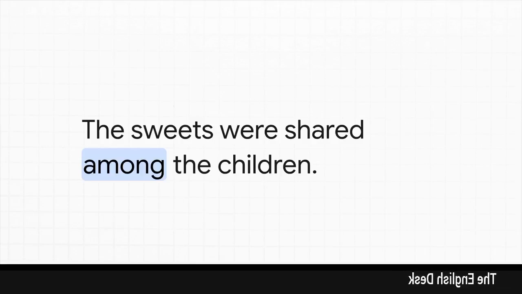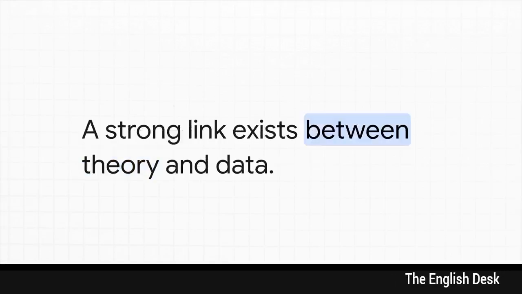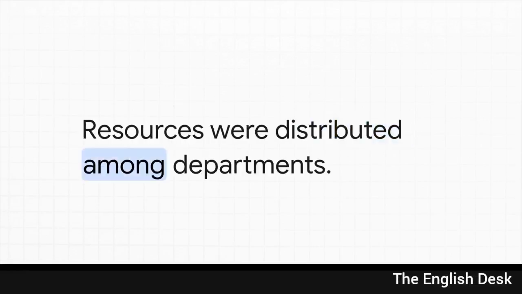Okay, next up, the children. We're clearly talking about a group here. The sweets are just being shared generally within that group, not in some specific one-to-one exchange. This is a textbook case for among. So what about ideas, abstract concepts? Well, the exact same rule applies. Theory and data are two distinct concepts, and we're pointing out the very specific link that connects them. It has to be between. And for our last one, a more formal example. Departments is a group, a collective, and the resources are being distributed throughout that entire body. The relationship is about the group as a whole, so we use among. See, the framework just works every time.